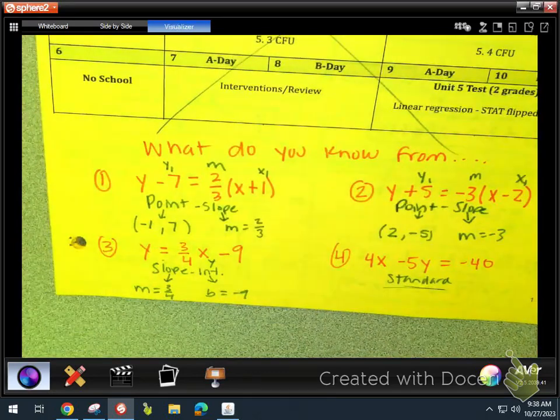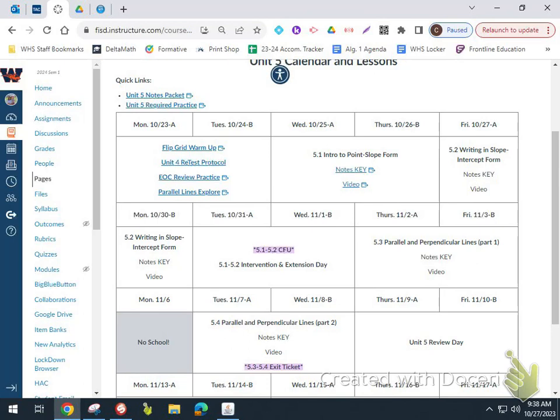Okay? All right, so I think this was good for you to understand what the forms look like, what they tell you. We're going to jump into today's lesson. Today's lesson is all about writing in slope-intercept form. It's going to be an extension of what we did last class. It's stuff you already know, okay? Nothing really new.